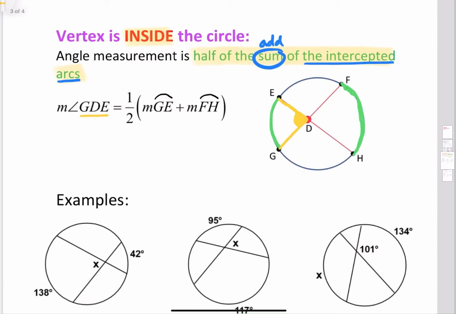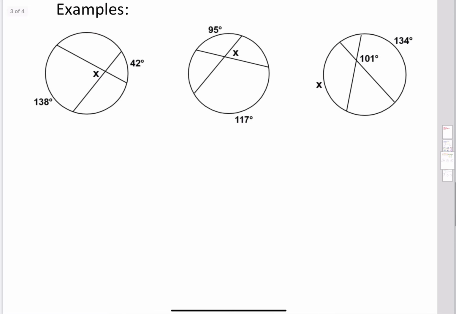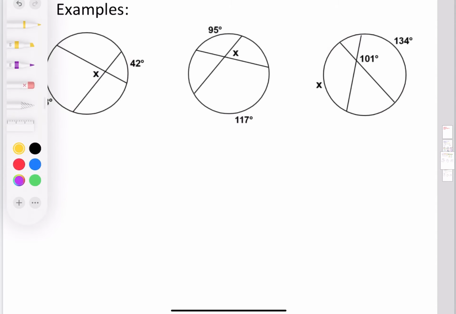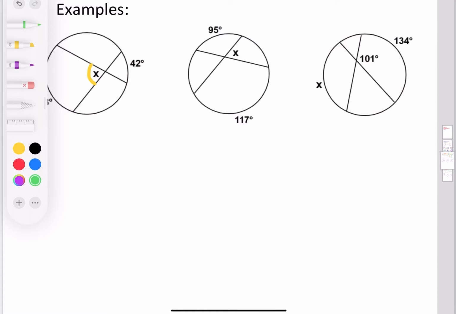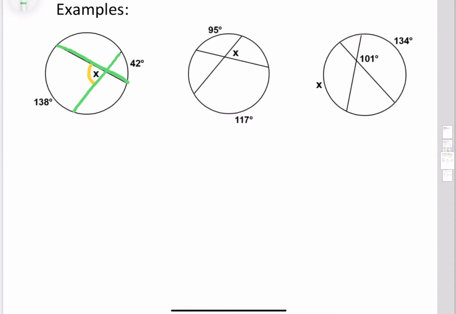So this first one on the left, we'll take a look at three of these. The first one on the left is a very similar situation. Here we have our angle x, and the intercepted arcs are going to be the 138 and the 42. So remember, if we go all the way across, here it's being formed by two chords. The intercepted arcs are going to be 138 and 42.